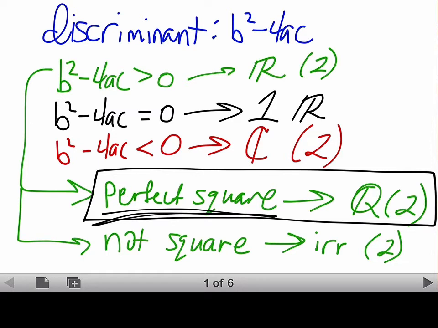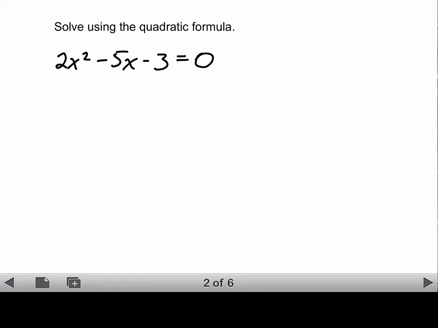It's a quick check to figure out whether you should even bother trying to factor or not. In any case, now let's get on to our examples. In our first example, we've got 2x squared minus 5x minus 3 is equal to 0.